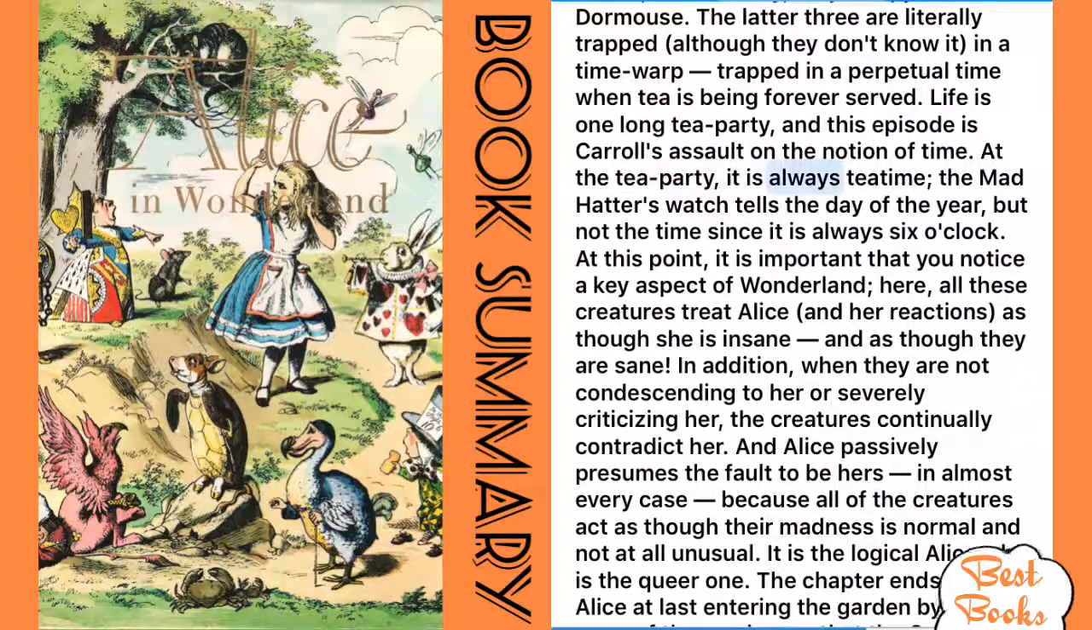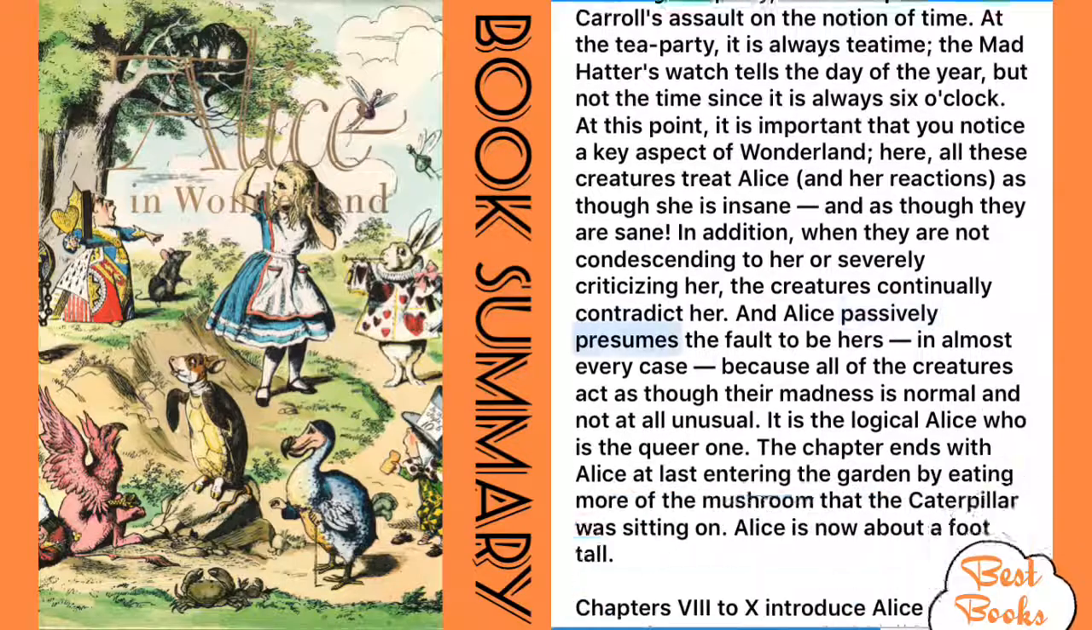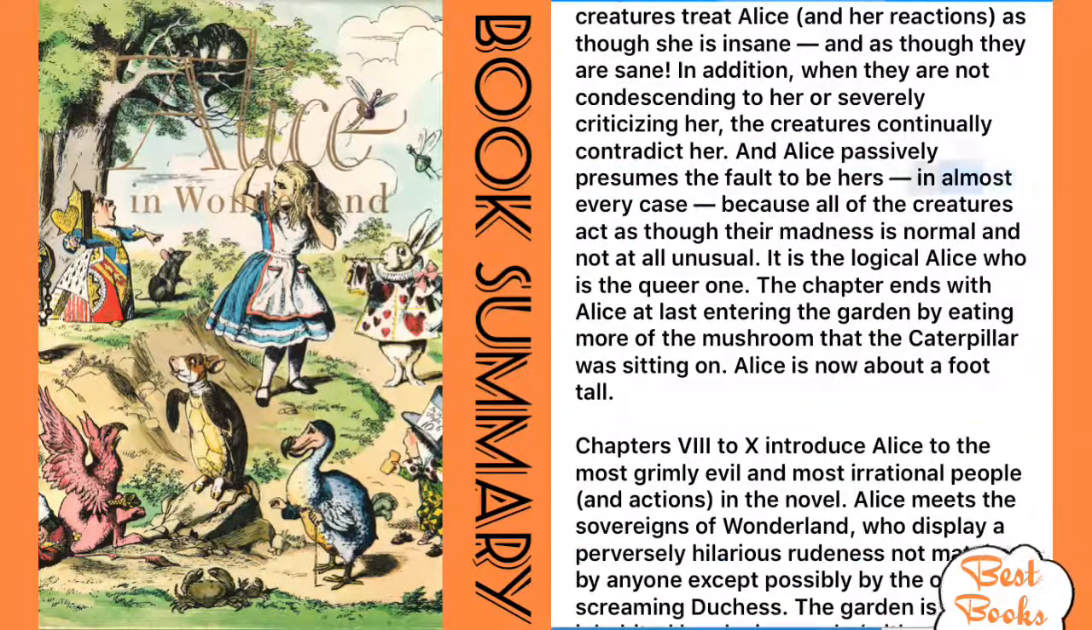At the tea party, it is always tea time. The Mad Hatter's watch tells the day of the year, but not the time since it is always 6 o'clock. At this point, it is important that you notice a key aspect of Wonderland. Here, all these creatures treat Alice, and her reactions, as though she is insane, and as though they are sane. In addition, when they are not condescending to her or severely criticizing her, the creatures continually contradict her, and Alice passively presumes the fault to be hers, in almost every case, because all of the creatures act as though their madness is normal and not at all unusual.